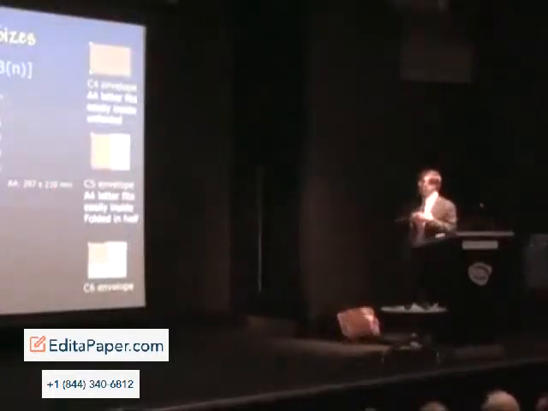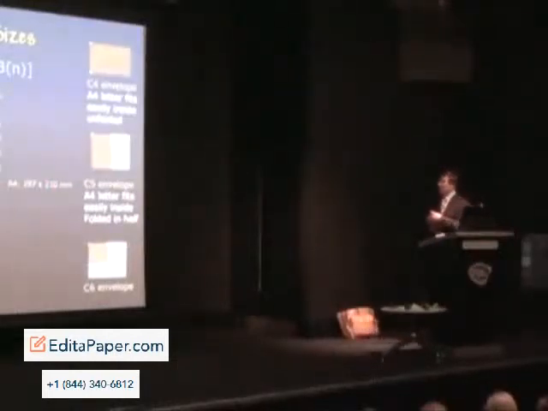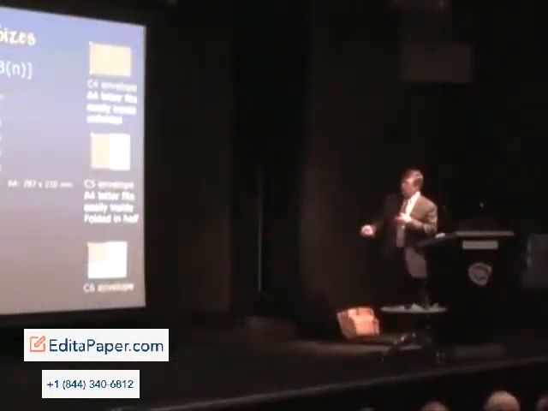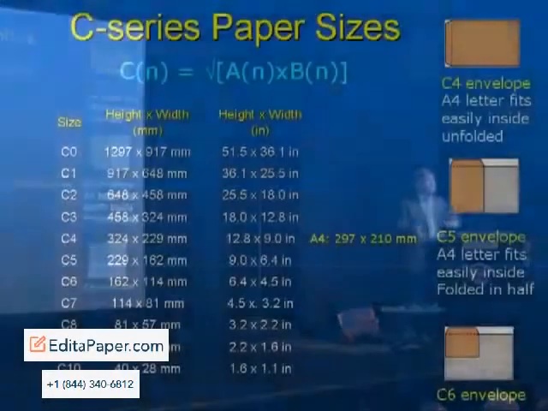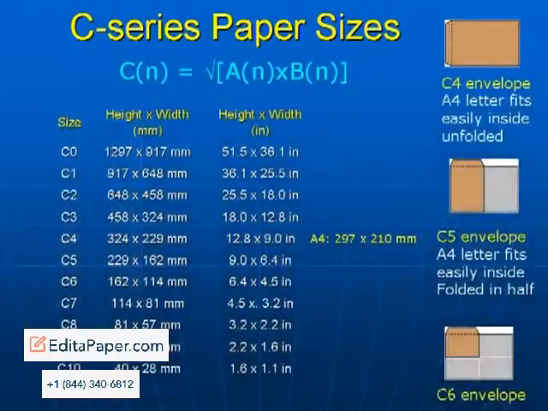So it fits in quite nicely, and if you go up to C5, then when you fold the A4 in half, it also fits just nicely inside with a little bit over. So there's a logic to this new series of paper sizes. They're just designed really for envelopes.